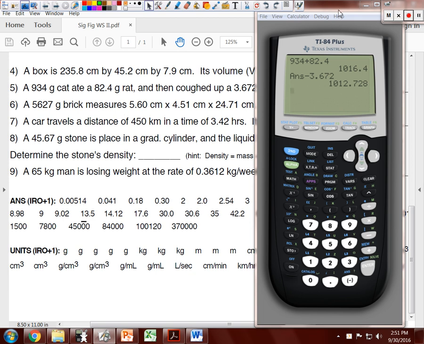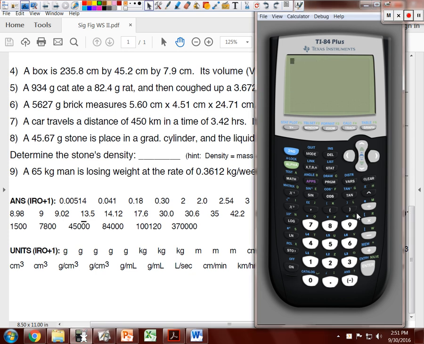Number 6 is a 5,627 gram brick, and then it gives you all of the measurements. This is just like letter Q in problem 2. Again, you only round at the end, right? So I'm going to say 5.6 times 4.51 times 24.71 equals that. Do I round there or keep going? Keep going. I've got one more calculation to do. And what am I going to do with that number? Divide it into the mass of the brick. So I'm going to say divide, grab that number and hit enter. And there's the answer.